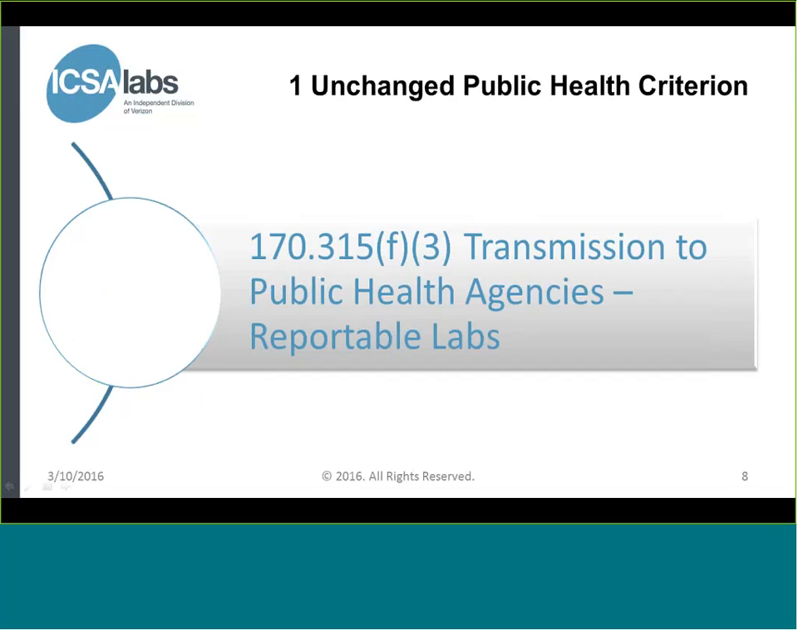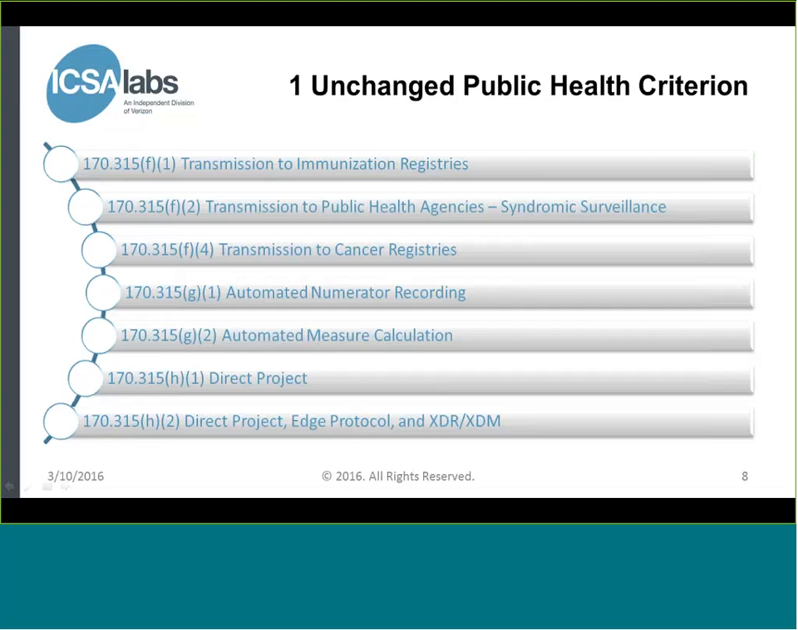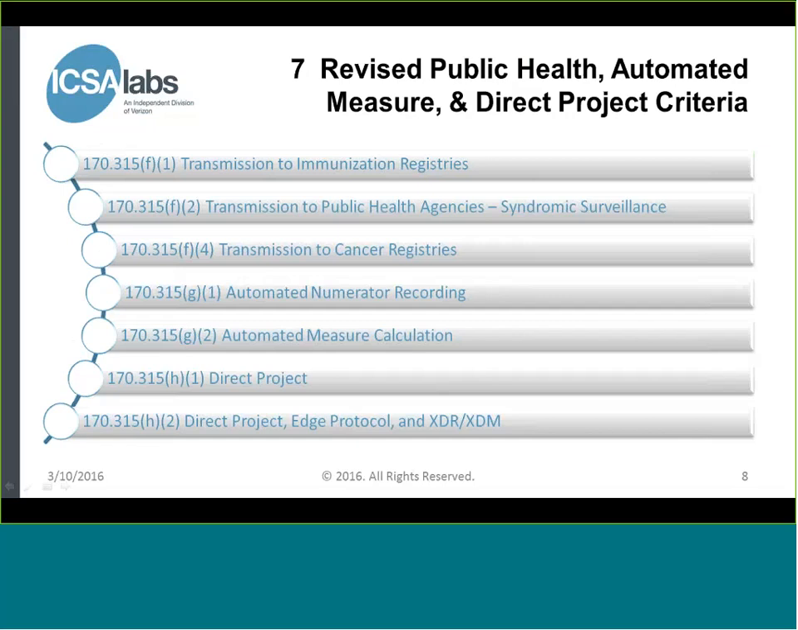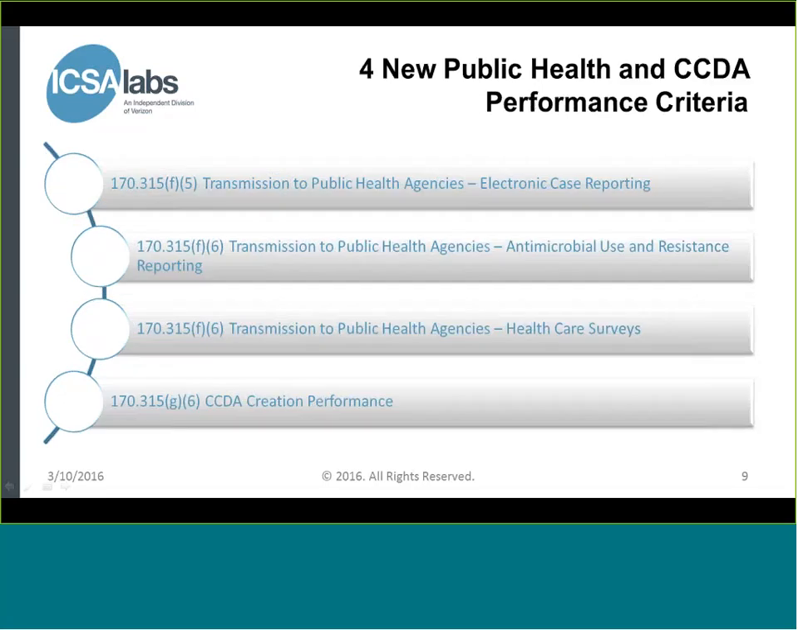So in the unchanged category for the set of criteria we're looking at today, we just have 1 criterion that's gap eligible, and that's the reportable labs criterion. We have 7 that have been revised. So immunization, syndromic surveillance, cancer registries have all been revised in the public health space. For automated measures, both G1 and G2 have been revised. And then H1 and H2, which we saw as a result of the 2014 edition release 2 criteria, those have been revised as well. We have 4 new criteria.